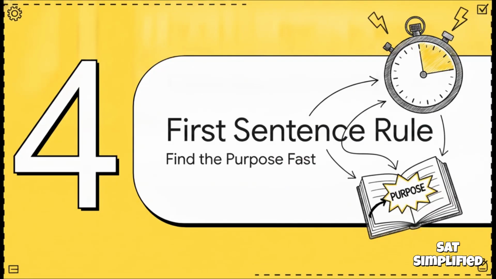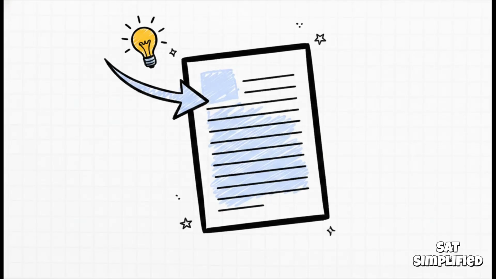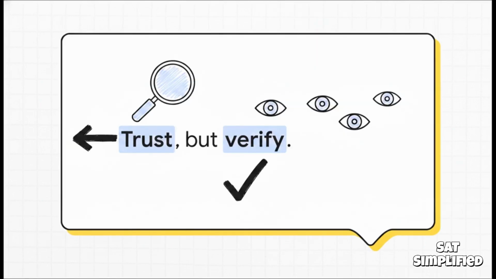All right, let's dive into section 4, the first sentence rule, finding the purpose fast. Here is an incredible shortcut for you. Because digital SAT passages are just so incredibly short, we're talking often around 100 words, authors do not have time to warm up. They typically introduce their big picture goals right out of the gate in the very first sentence. So, if a question asks you about the purpose of the passage as a whole, that opening line is absolutely your best friend. You can often find your answer right there in that first line.